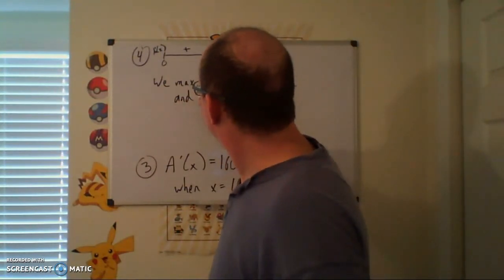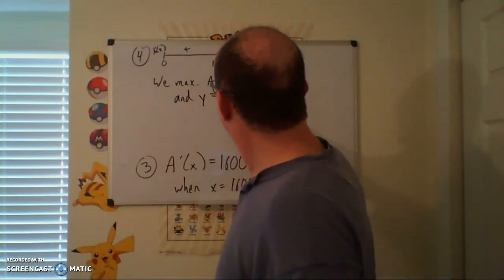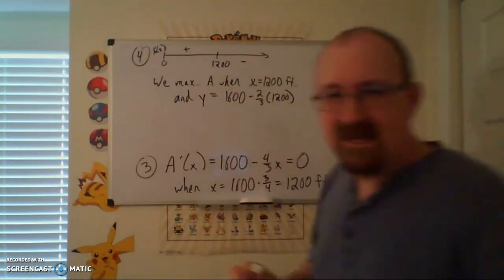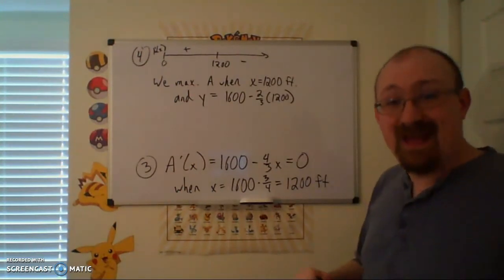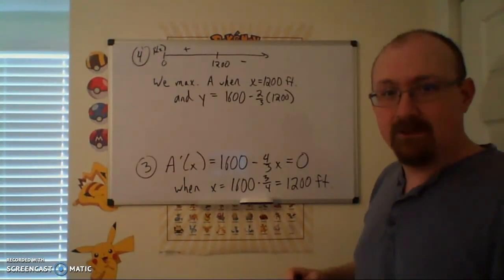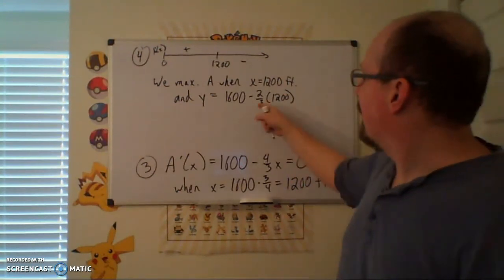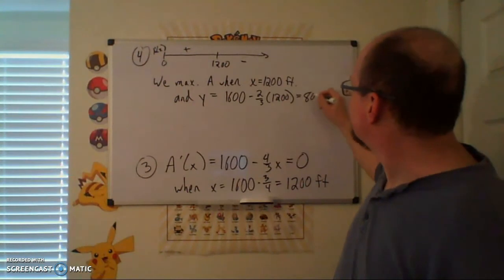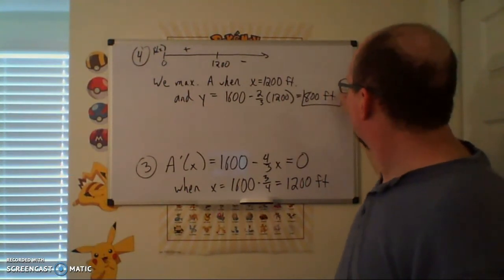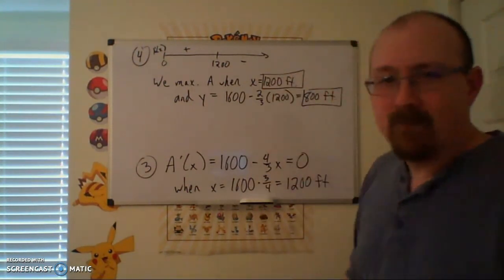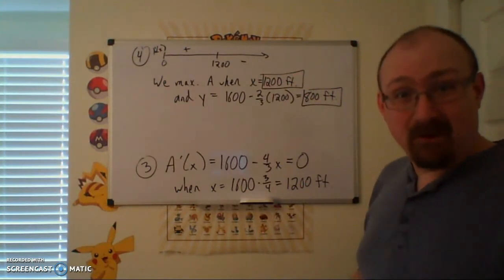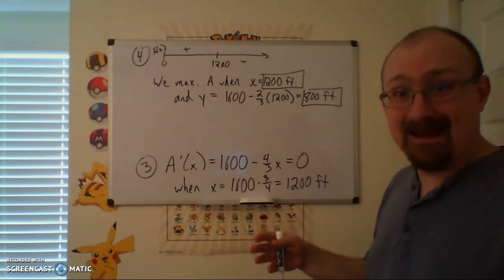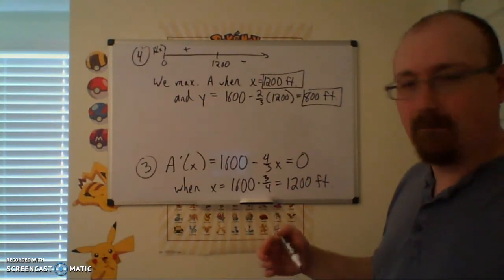So we take 1600 minus 2/3 x, plug in our target x value, 1200. 1600 minus 2/3 of 1200. If I'm doing my arithmetic right, and I'm pretty sure I am, we've got 800 feet running in that vertical direction. So you can double check and make sure that these numbers, when you feed them back in, do in fact use up all 4,800 feet worth of fencing.